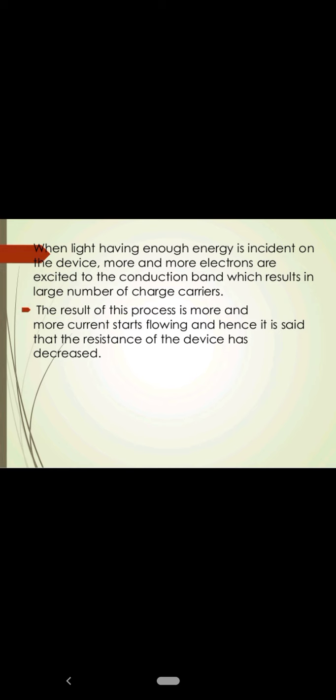When light having enough energy is incident on the device, more and more electrons are excited to the conduction band, which results in a large number of charge carriers in the conduction band. The result of this process is that more and more current starts flowing, and hence it is said that the resistance of the device has decreased.